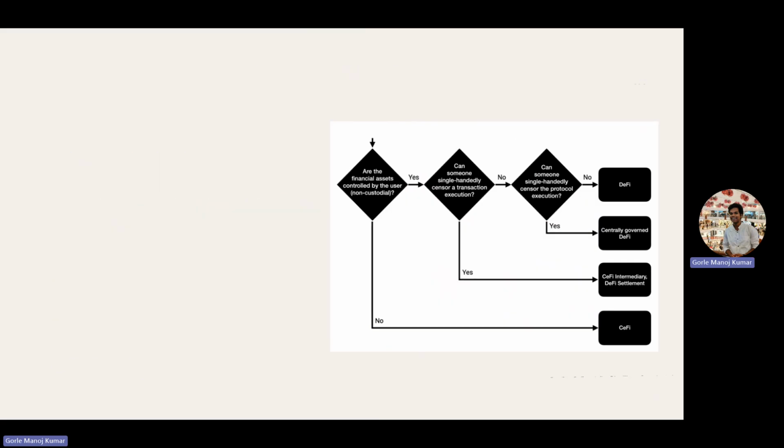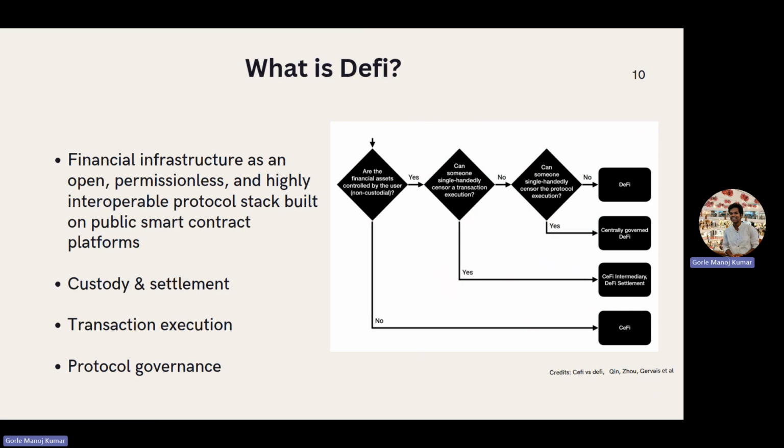So DeFi, right? So these are the various questions that you ask, right? You start from here. So are the financial assets controlled by the user? If you say no, then it is centralized finance, right? So banks are a classic example of this. So banks actually hold your money, right? तो तुम instruction देते हो, वो देते हैं तुम्हें, but it's in the possession of the bank. It's never in your possession, right?